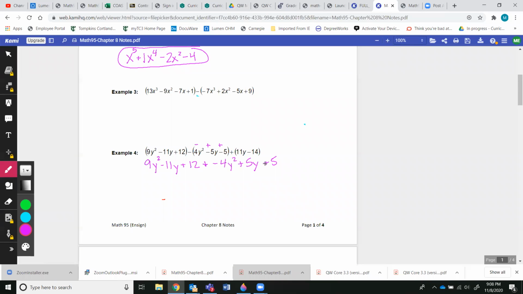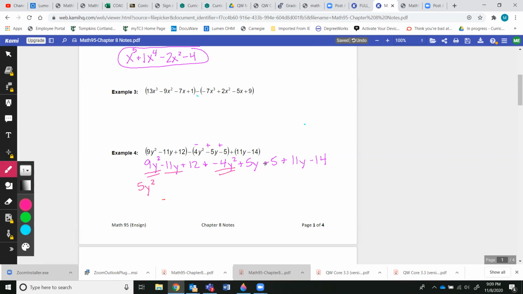Then since this part is being added, we can leave that just as it is when we take the parentheses away. Okay, so now I'm going to just look for like terms again, just as I did before. So let's say we have 9y squared, we have minus 4y squared. Those are our two y squared terms. So 9 minus 4 is 5y squared.